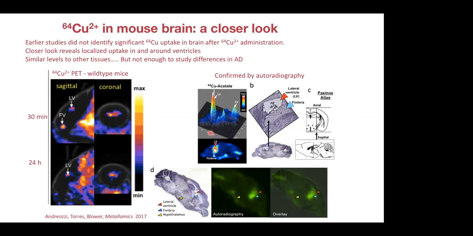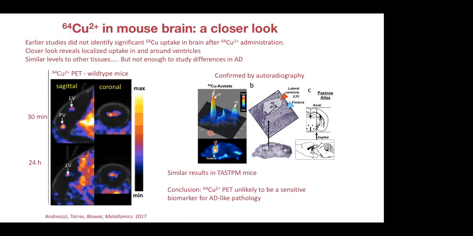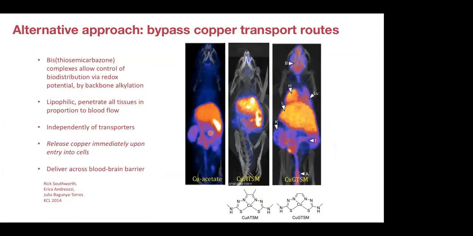But the uptake is very low and not enough to study differences between Alzheimer's and normal. So copper-64 chloride PET is unlikely to be a sensitive biomarker for Alzheimer's disease-like pathology, simply because you cannot get enough copper into the brain to image it adequately. But we have an alternative.